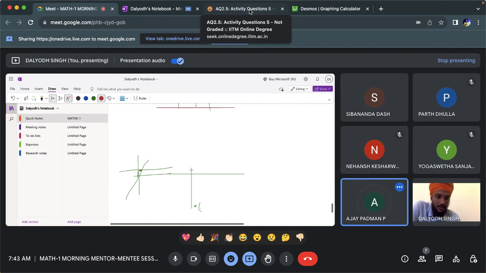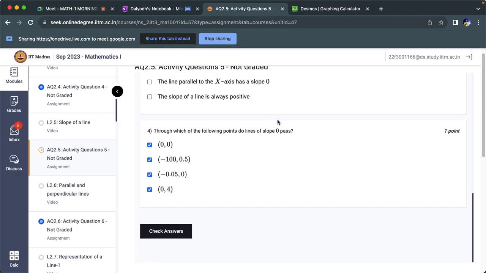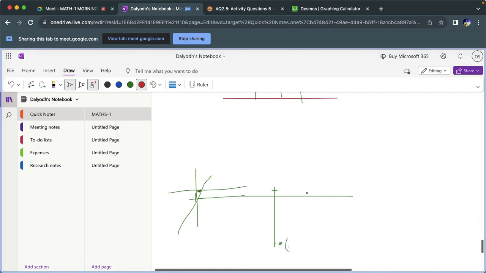So if it's given that the vertical line makes a 90 degree angle with this, right? So this is a vertical line. I understand the vertical and horizontal line, totally okay. But here the question is asking which of the following lines have a slope zero.